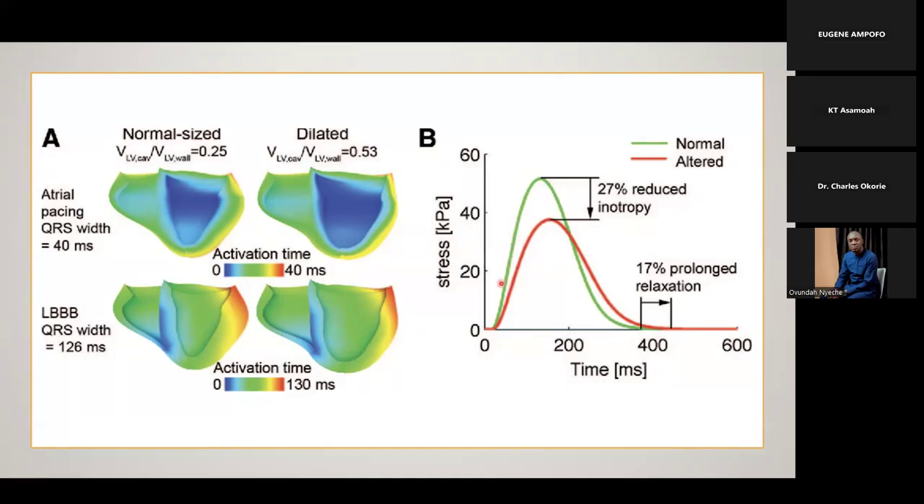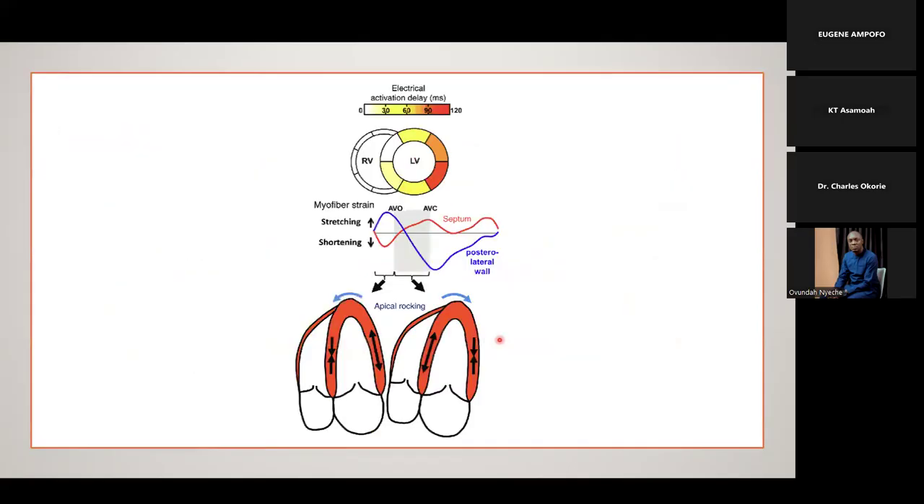So over here, you can appreciate that the normal QRS width had a higher ejection. But then over here, the inotropy reduced by 27% because of the desynchrony, and relaxation occurred much earlier in the normal one compared to the abnormal one. And this is what happens when you have a bundle branch block that causes desynchrony.